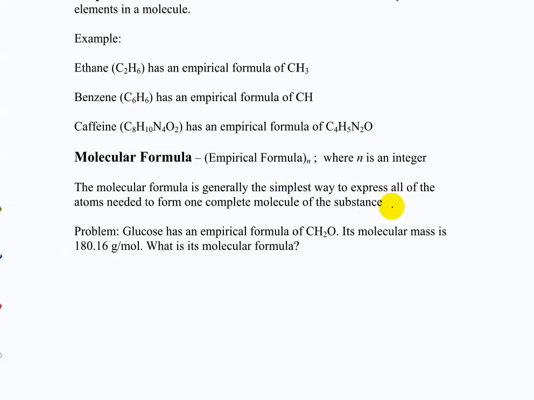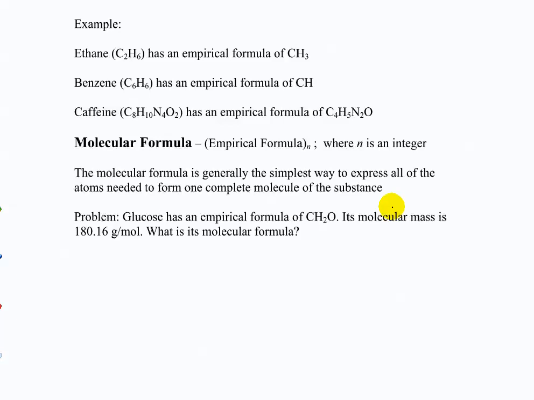So rather than belabor these definitions, let's look at glucose. We've done some measurements on glucose, and we found out it has an empirical formula of CH2O. Its molecular mass is 180.16 grams per mole. So what is its molecular formula? All we know is the ratio is one carbon to two hydrogens to one oxygen. How do we know actually how many carbons, hydrogens, and oxygens are in there? What do you think?